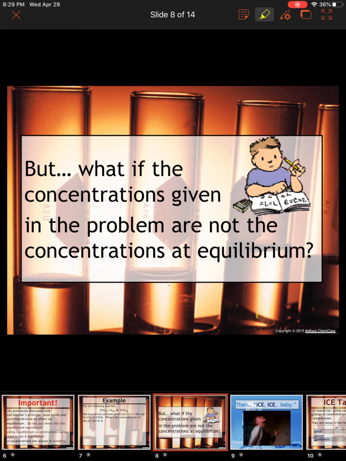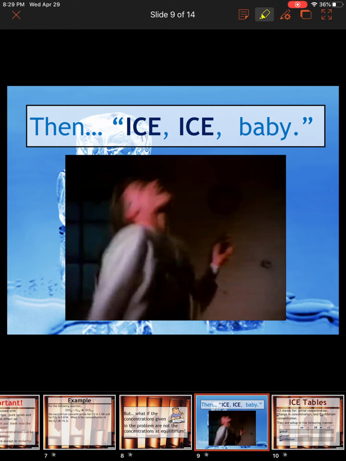Okay. However, what if the concentrations that we are given are not the concentration at equilibrium? What do we do then? So that is where we need to do the wonderful ICE tables. You students might be a little too young to know who this gentleman is, but that's Vanilla Ice from the iconic video, which I'm not going to sing that song, but you might recognize it if you see that.